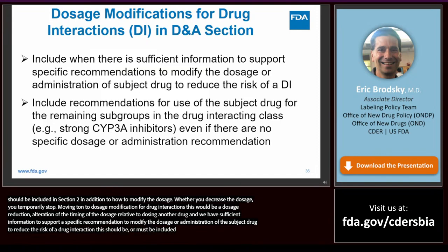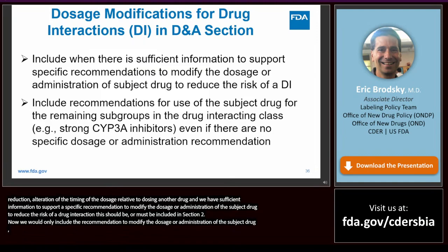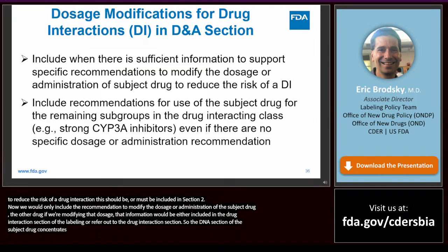Now, we would only include the recommendation to modify the dosage or administration of the subject drug. The other drug, if we're modifying that dosage, that information would either be included in the drug interaction section of the subject drug's labeling, or we refer out to that other labeling in the drug interaction section. So the DNA section of the subject drug concentrates on the subject drug. You're only going to provide the modifications of the subject drug due to the drug interaction.